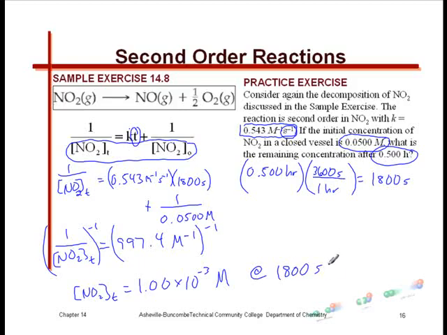Okay. And those are the basic operations that you need to be able to do for this section of chapter 14. Okay? Thanks.